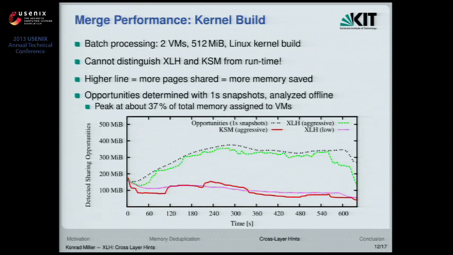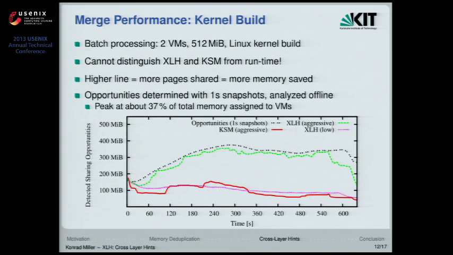We've run many different benchmarks, and they're all in the paper. I'll only present two here, so please refer to the paper for the other benchmarks. In this benchmark, we ran two virtual machines with 512 megs of RAM running Ubuntu Linux, and they were both building the same version of Linux at the same time. First of all, just from the run times, we were not able to distinguish our system XLH, which by the way stands for cross-layer hints for those who ask themselves, and KSM, the vanilla implementation in Linux.